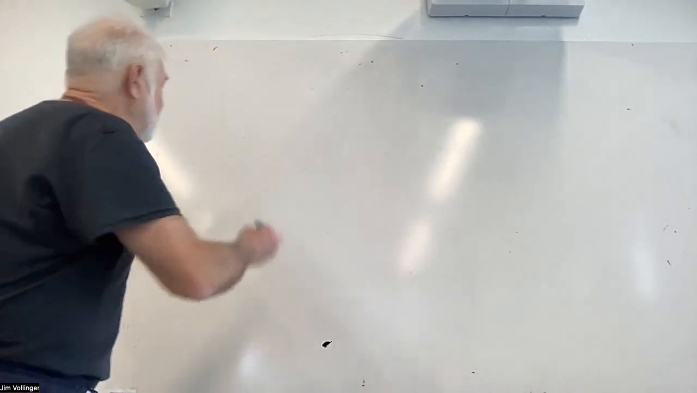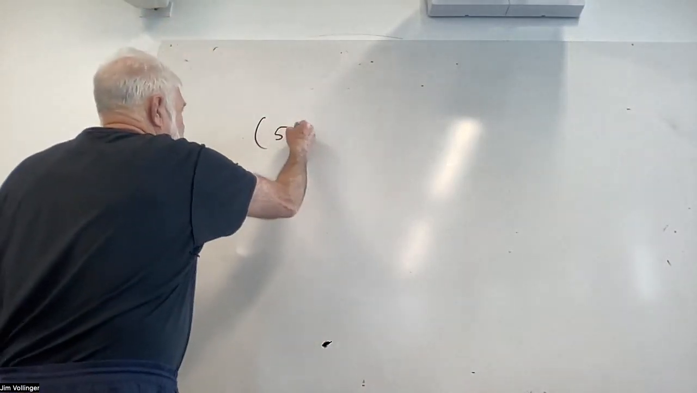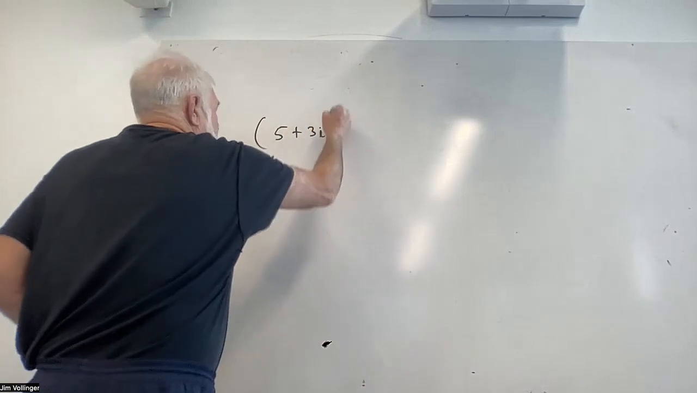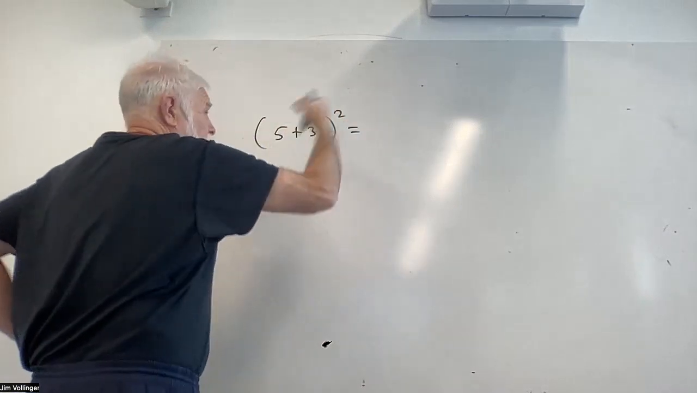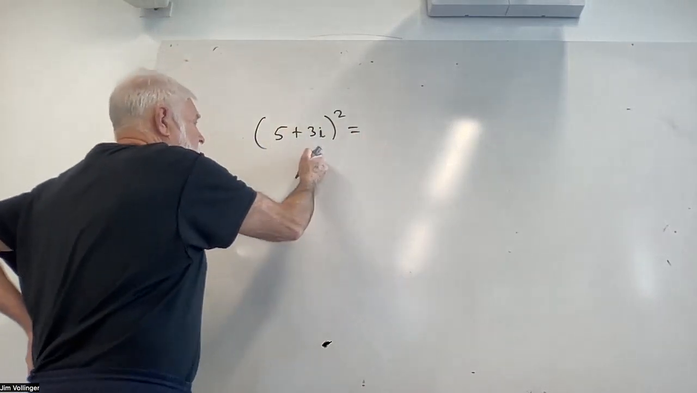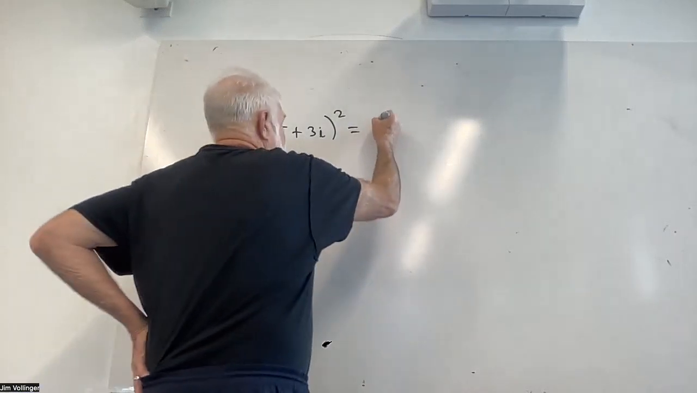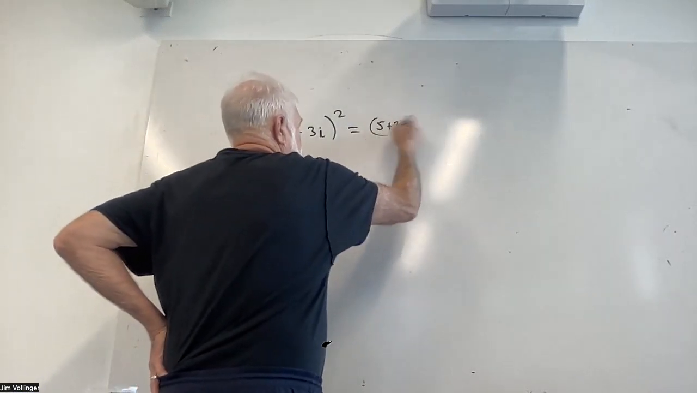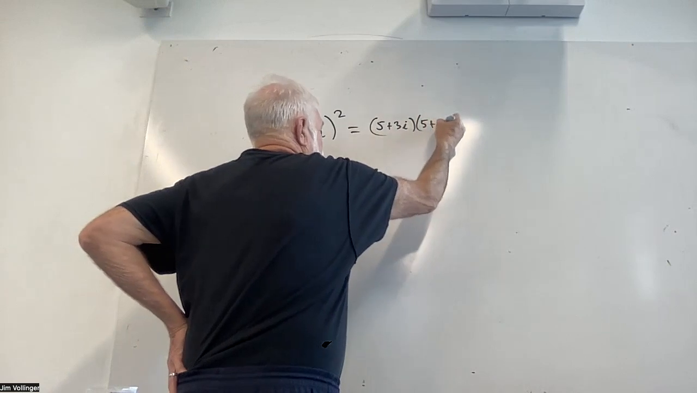Skill sets. We're going to do 5 problems. We're going to square a binomial with imaginary numbers involved. So (5 + 3i) squared. We will do it out the first time and then we'll take the shortcuts for the remainder. So this means (5 + 3i) times (5 + 3i).